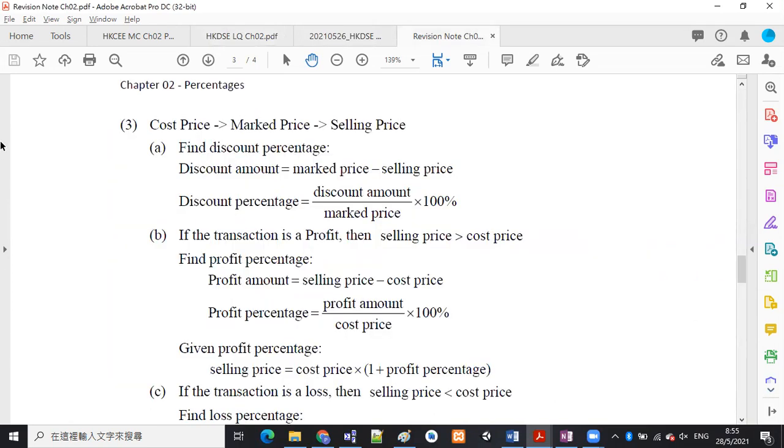In the following lesson, I will focus on the revision notes first, the third part of this note, which is on page 3. Can you find this? Page 3. It is about the cost price, market price, and selling price. We have learned this in Form 1, but there are so many questions on it in DSE and past CE exams. So let us do some drilling on this.